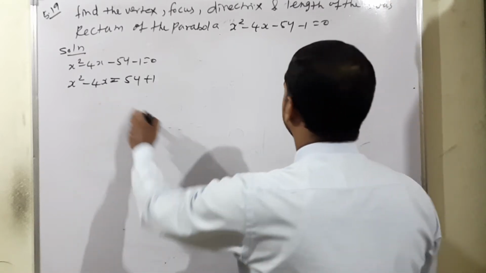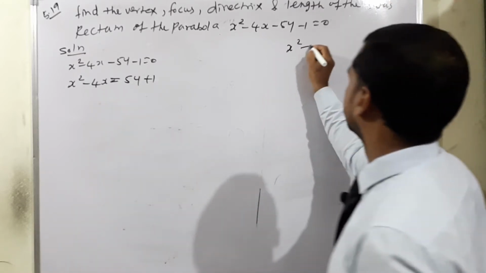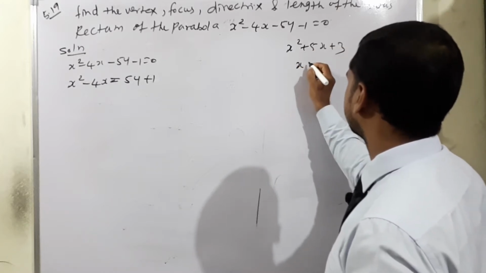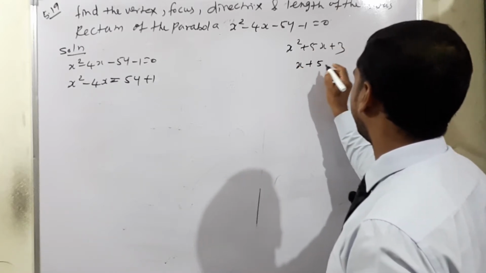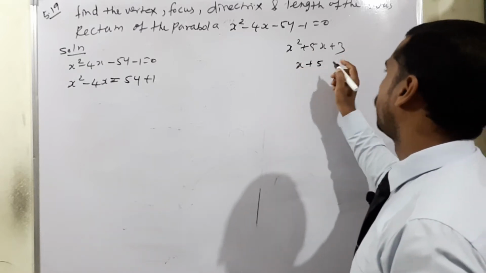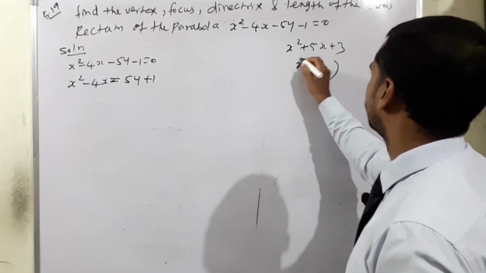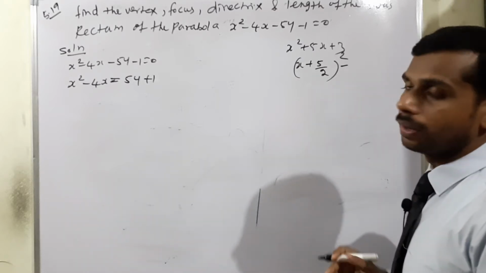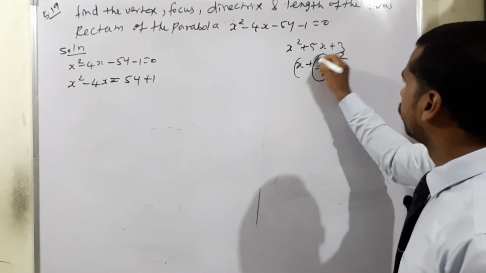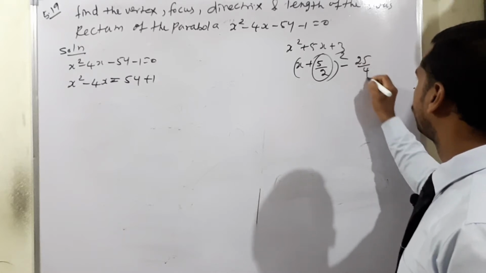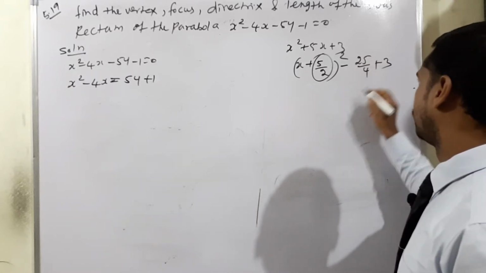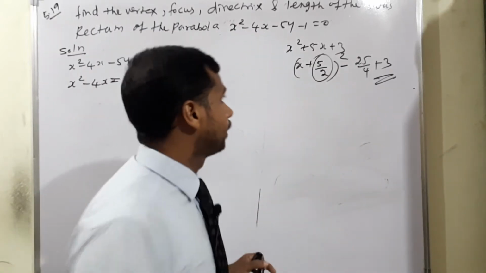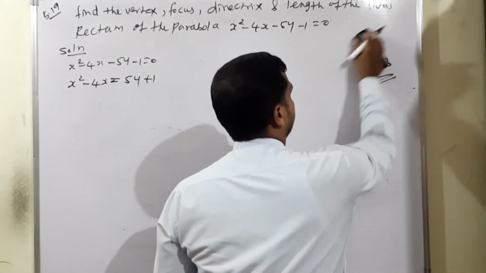What is the meaning of completing the square? For example, x square plus 5x plus 3. Completing the square means x plus half of 5, that is 5 by 2, the whole square. Outside, whatever the number, you have to take the common minus. Minus 5 by 2 the whole square means 25 by 4 will come. Then plus 3. This is called completing the square. This is for your understanding. Okay, you have to apply the completing square method.